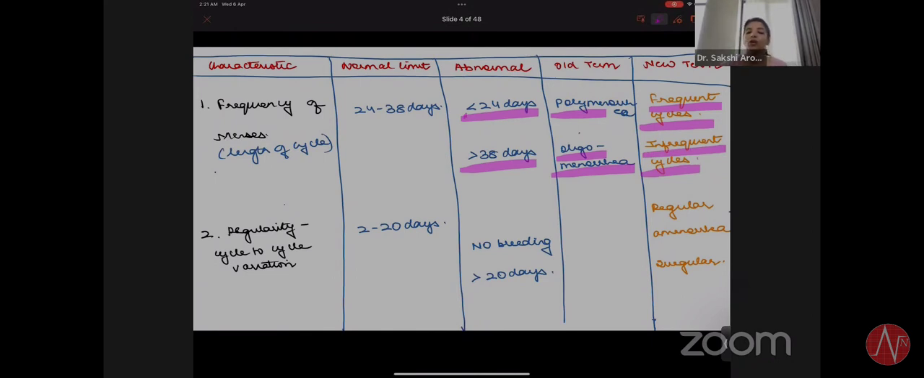So now we say that the length of the cycle will be between 24 to 38 days. If it is less than 24 days, they are called as frequent cycles. If length is more than 38 days, infrequent cycles.